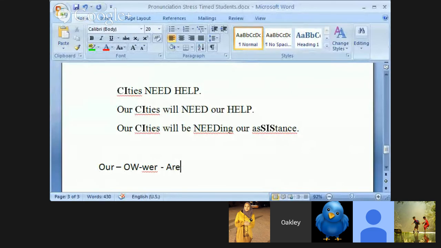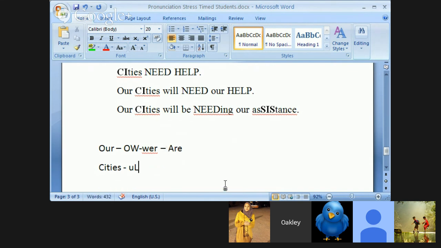Okay, here's another trick. With cities and will, it's very difficult to join two consonants together: the Z sound in cities and the W sound in will. Very difficult to join. So what do we do? We actually reduce that to sound like "ul." Our cities ul. We drop the W. Our cities will need our help. Much easier now to connect.